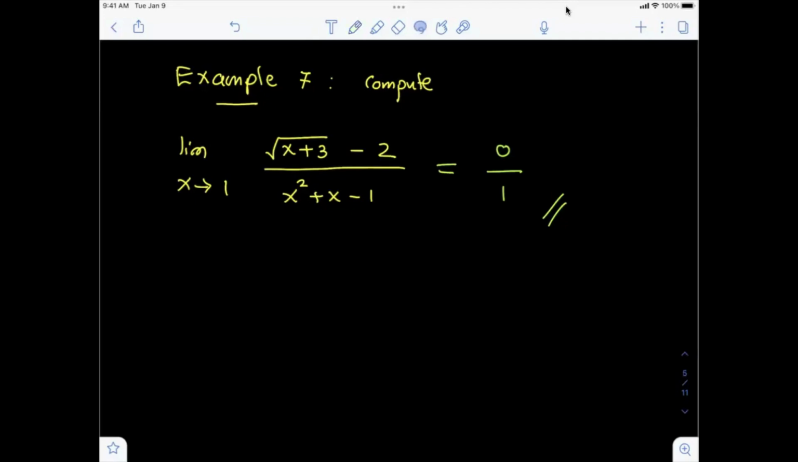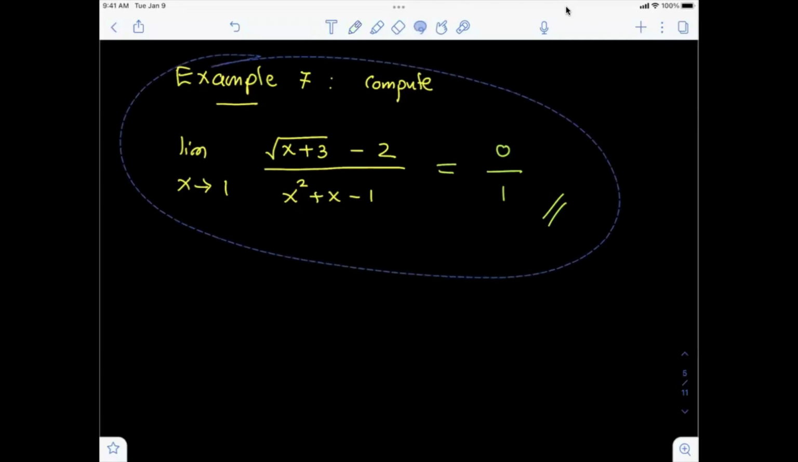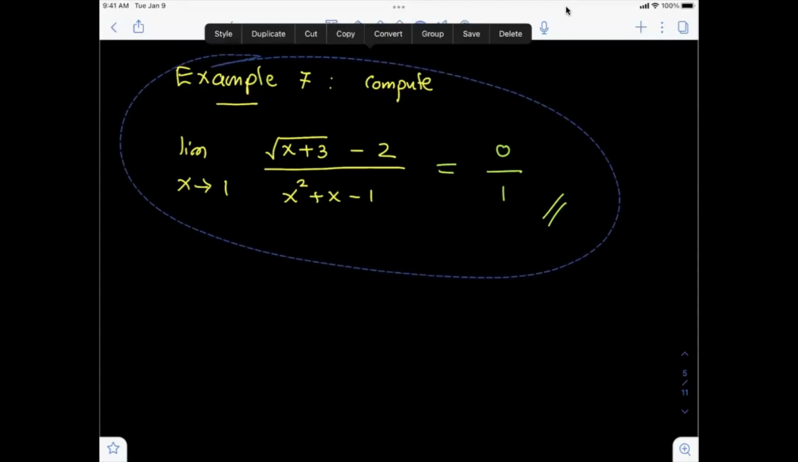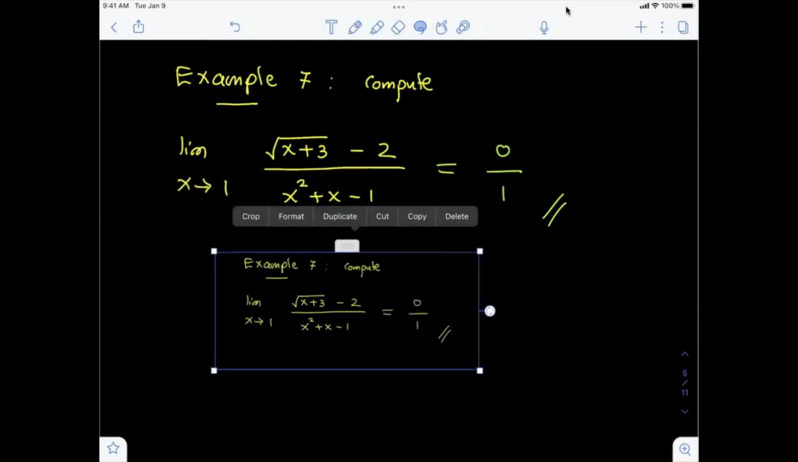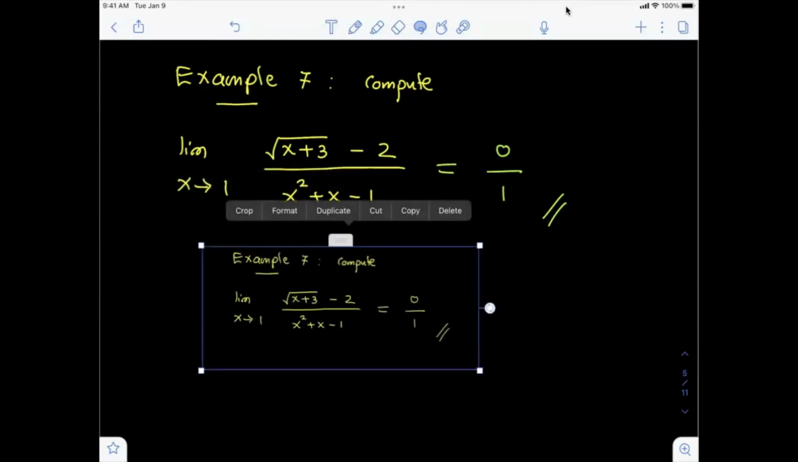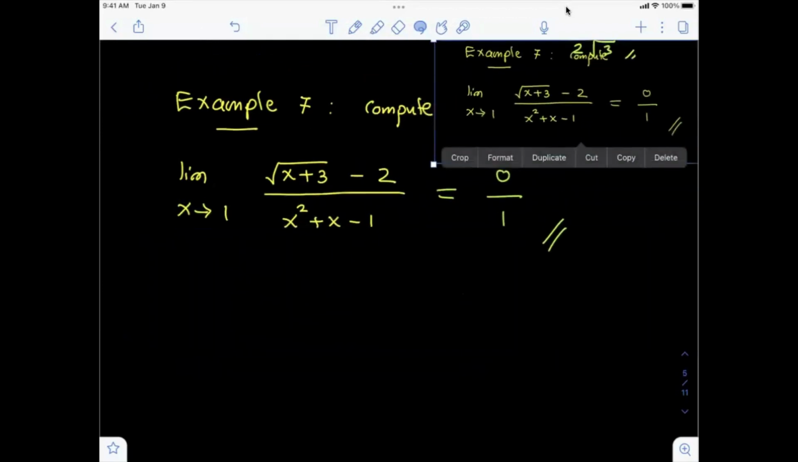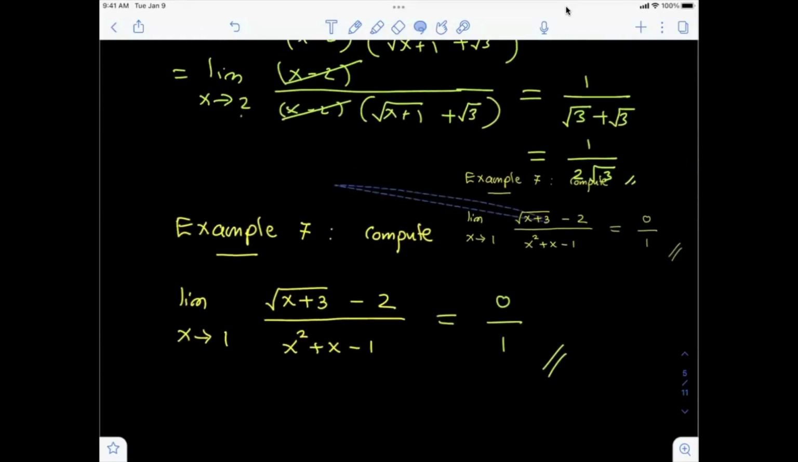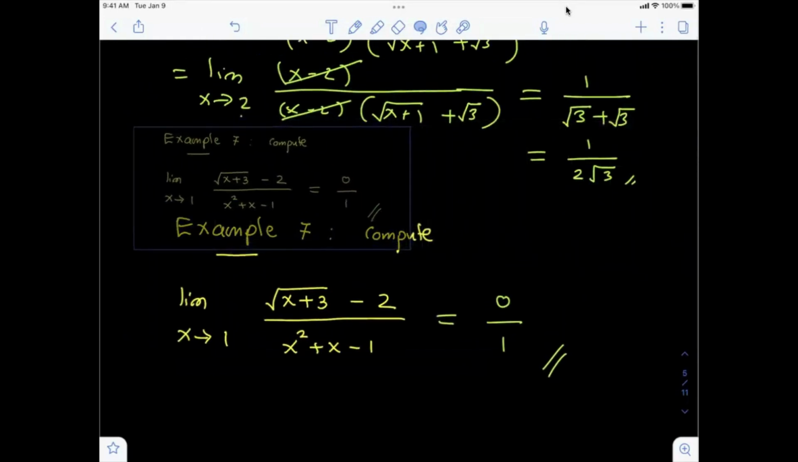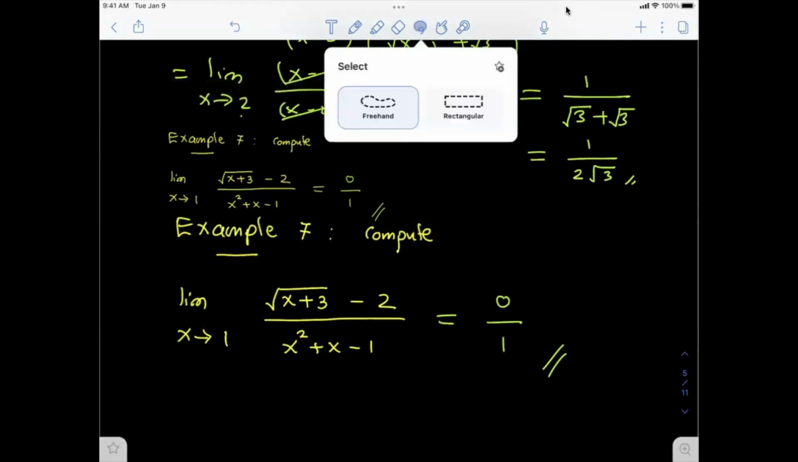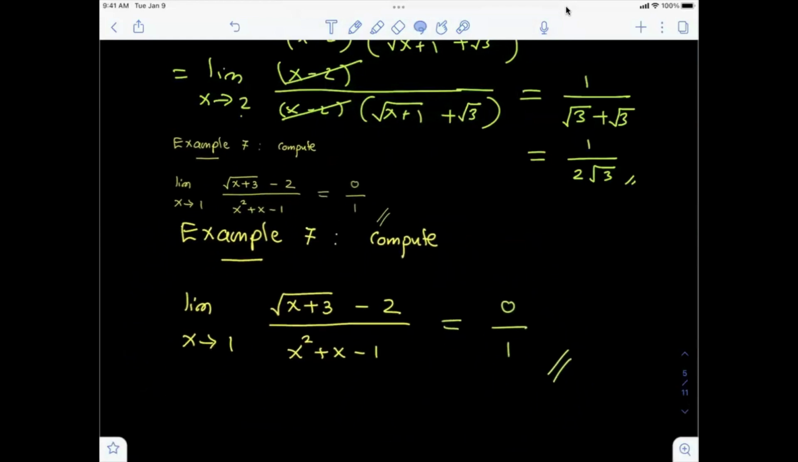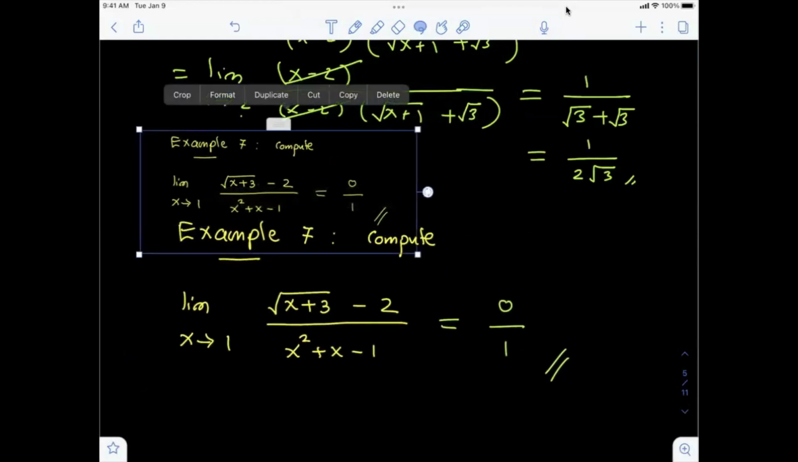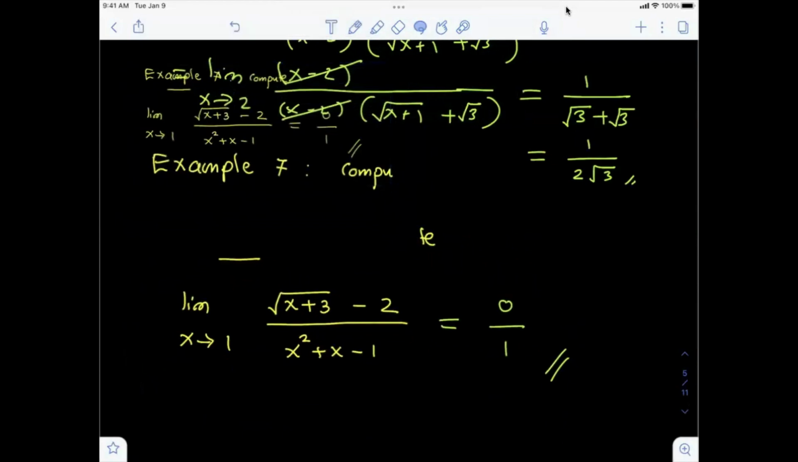Let me just make a copy of this example and I will paste it. I will in fact do it like this. I will paste it. Let's move it to the top. This is example number 7 where you got it perfectly correct. That simplification. Just let me leave it right there.